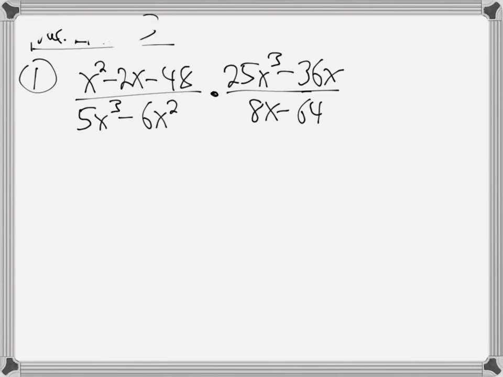Let me just get this out of the way. How do we factor that top? Do you remember that? So remember the two parentheses? So can you factor that top? X is in the front, and you want two numbers that multiply to be 48, add to be minus 2. So what times what is 48? Yeah, 8 times 6, huh?